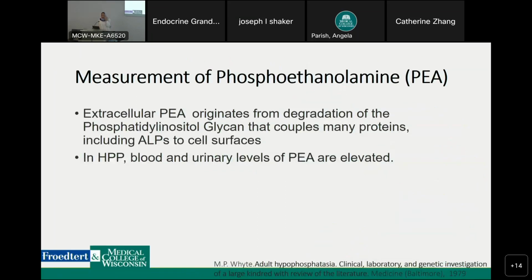And then measurement of urine PEA, phosphoethanolamine. Extracellular PEA mainly originates from the degradation of phosphatidylinositol, which couples many proteins, including the ALP. In patients who have HPP, it was noted that the blood and the urine levels are both elevated. And again, we don't have PEA in our labs. It's also a send-out.